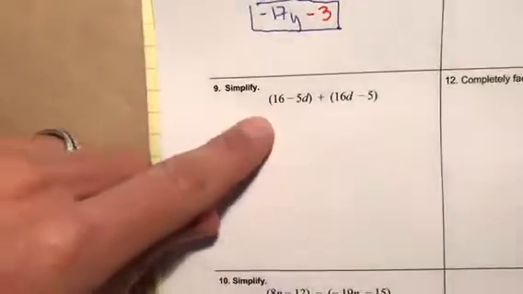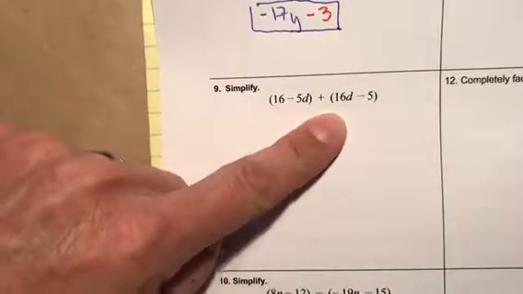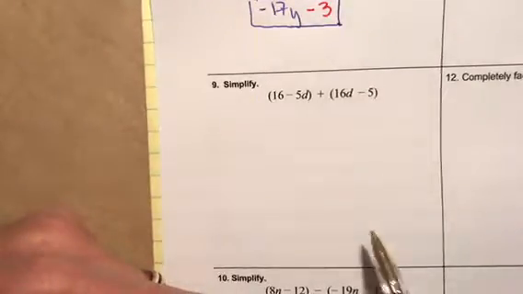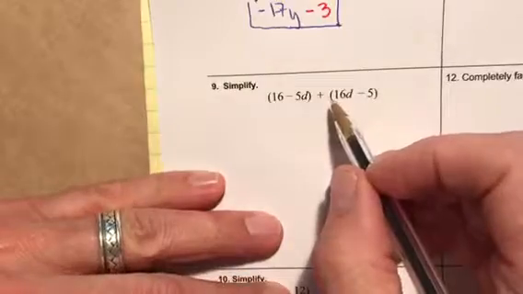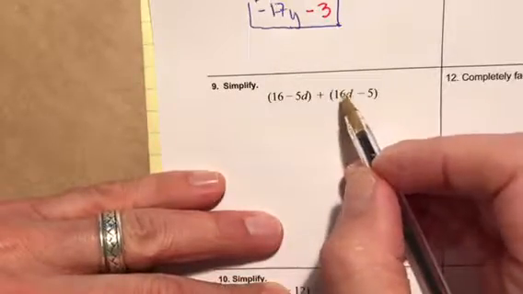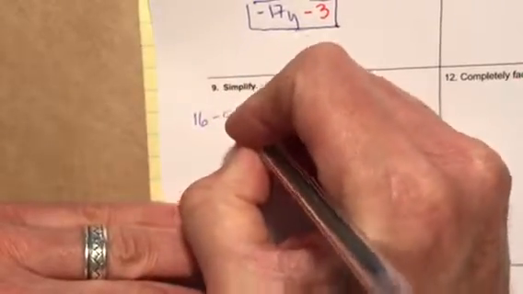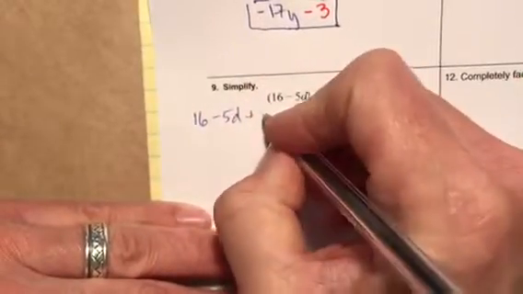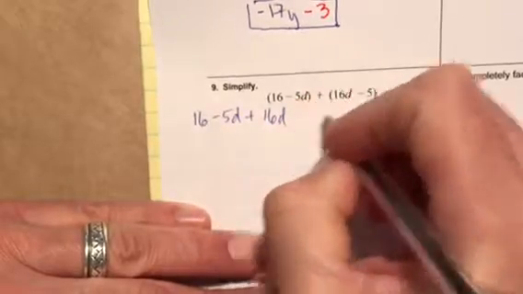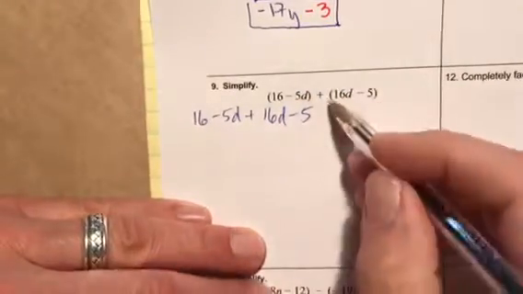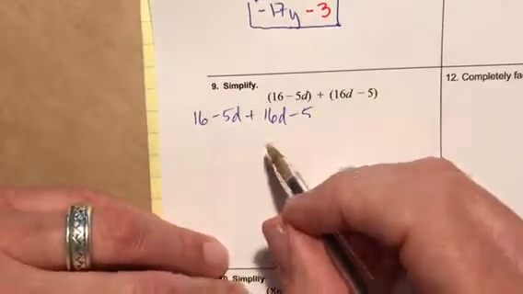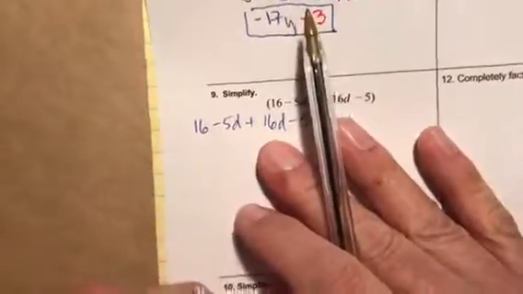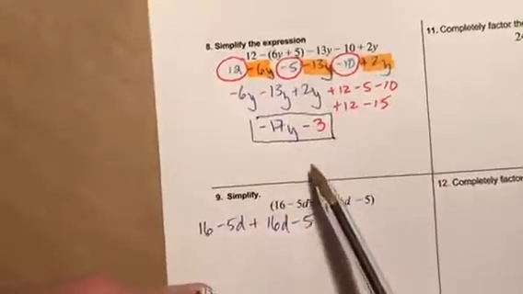Now we've got two linear expressions. But since they're adding, there's two ways you can think about this. One, since they're adding, there's nothing to distribute. So literally I could just go like this: 16 minus 5d plus 16d minus 5. I could just drop the parentheses since there's nothing to distribute. And I can treat it just like the problem I did before, where I had to identify the like terms and combine them.